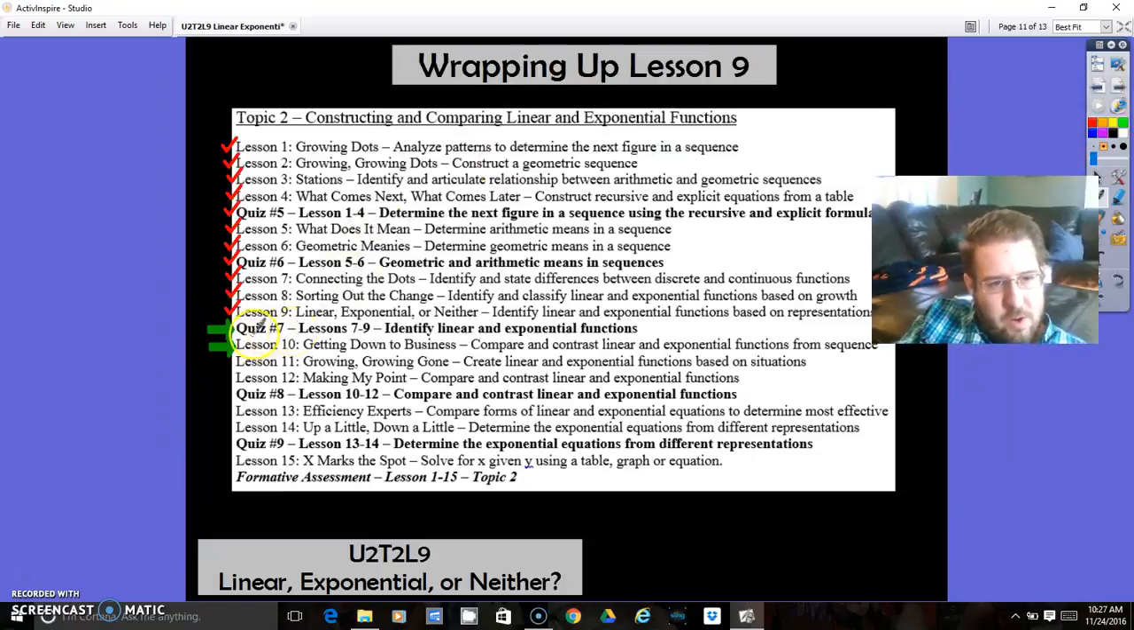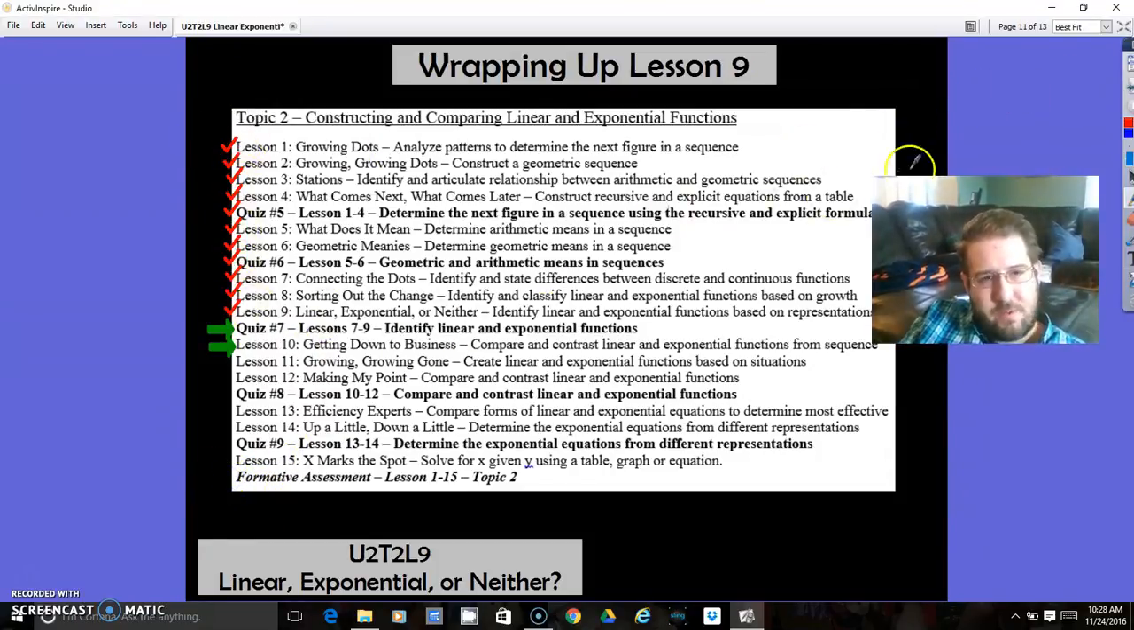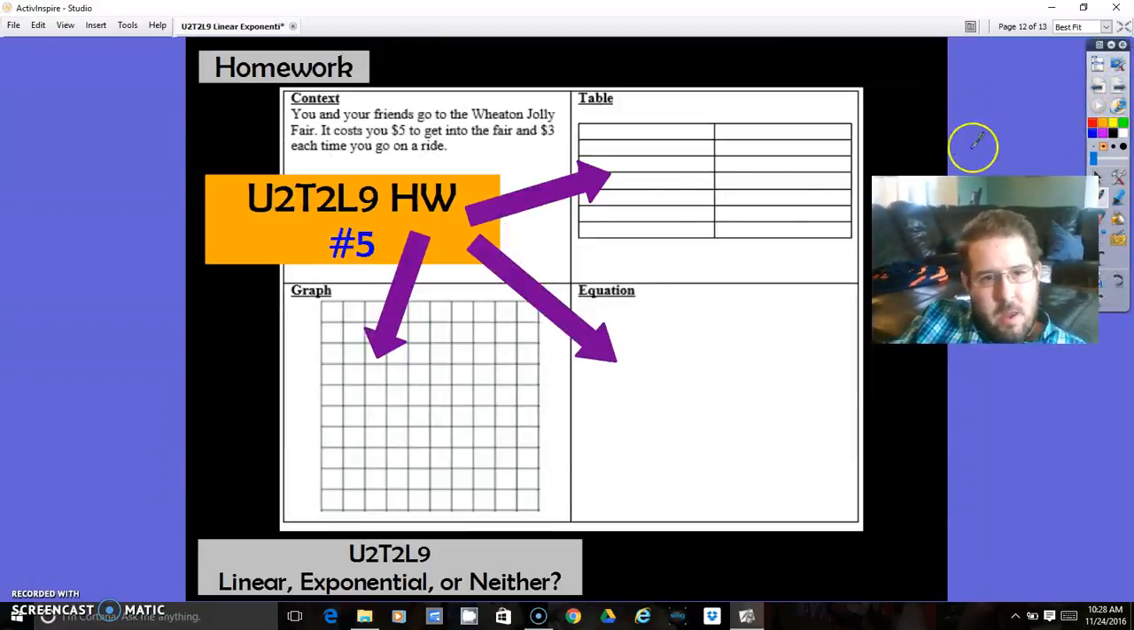So just a quick look at when you're going to have your next quiz. So we're done with this. We have a quiz coming up, quiz 7. We don't have our next tests until all the way down here. So just to look at all the things that we've done in this Unit 2, Topic 2.